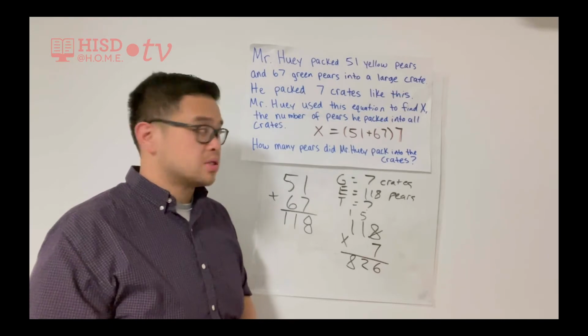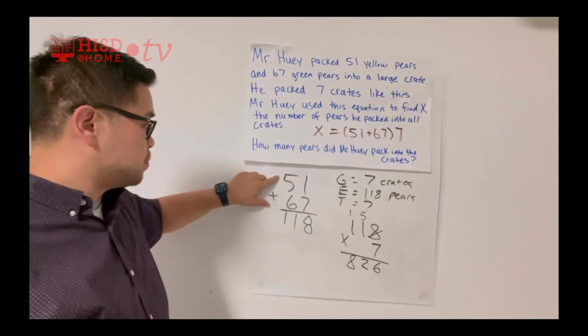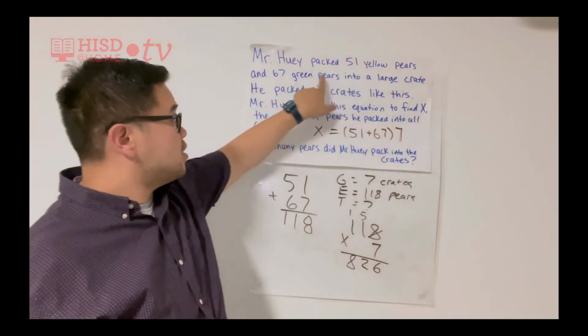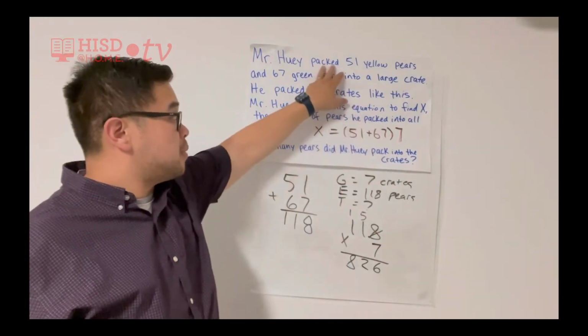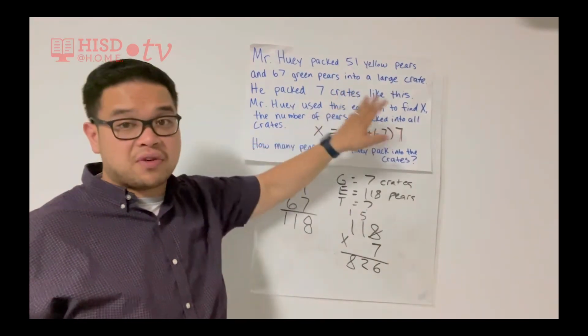So what we have here is 826 pears. So let's just review this problem. We had to add the yellow pears and the green pears to give us how many pears go into a crate, because he placed the yellow pears and green pears into a large crate. And he did this for 7 crates.